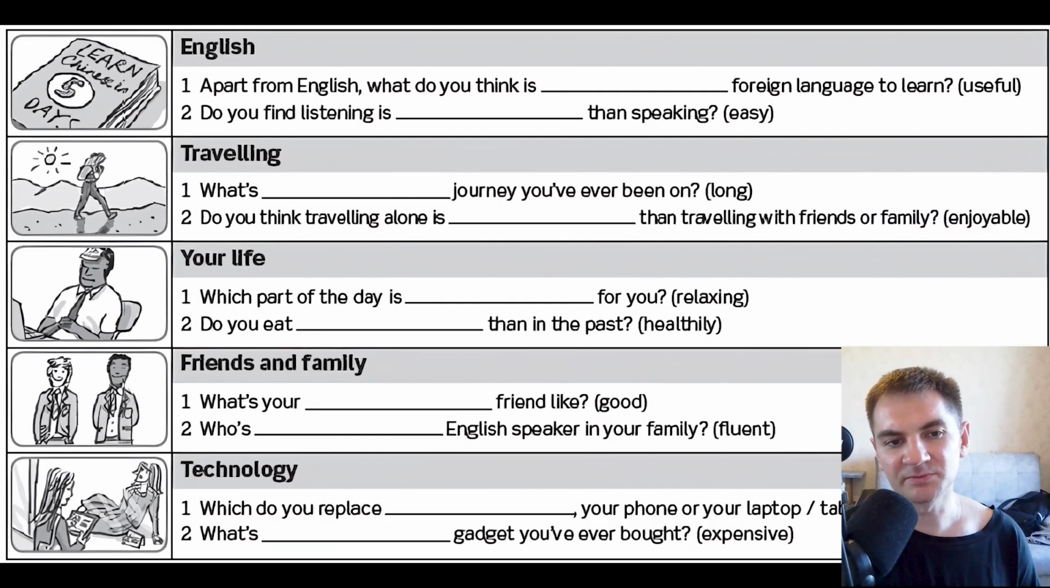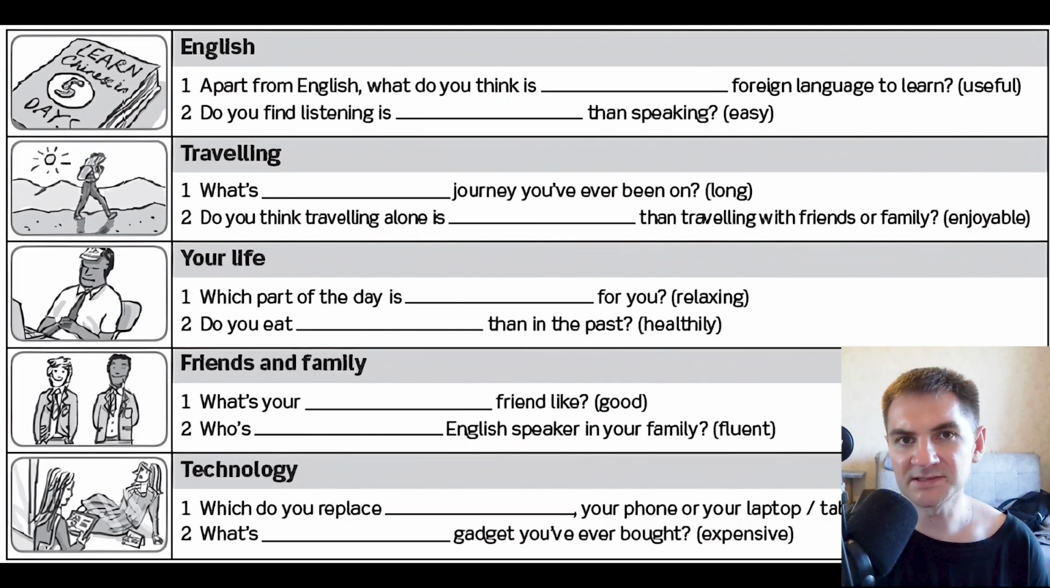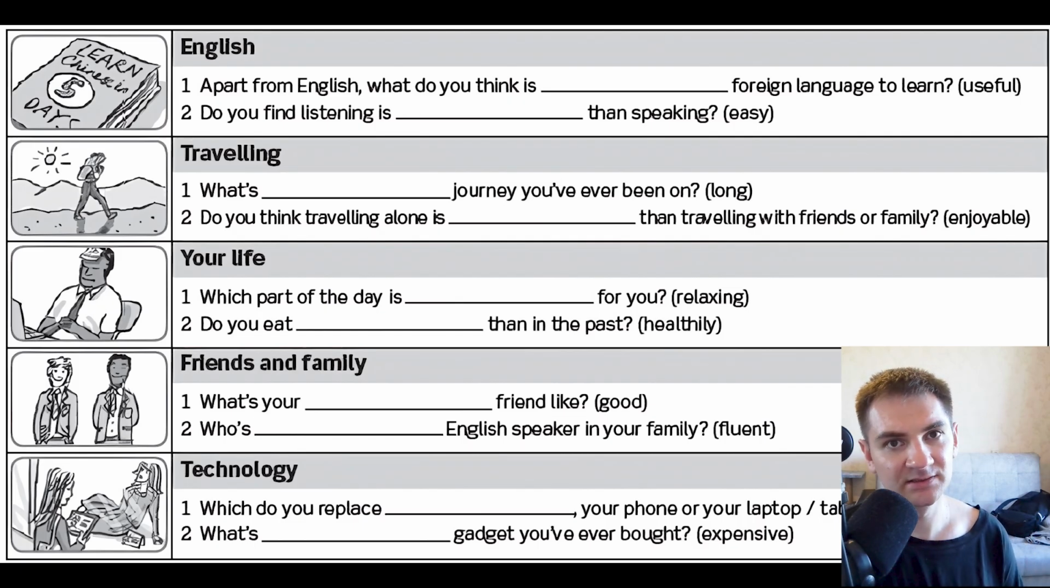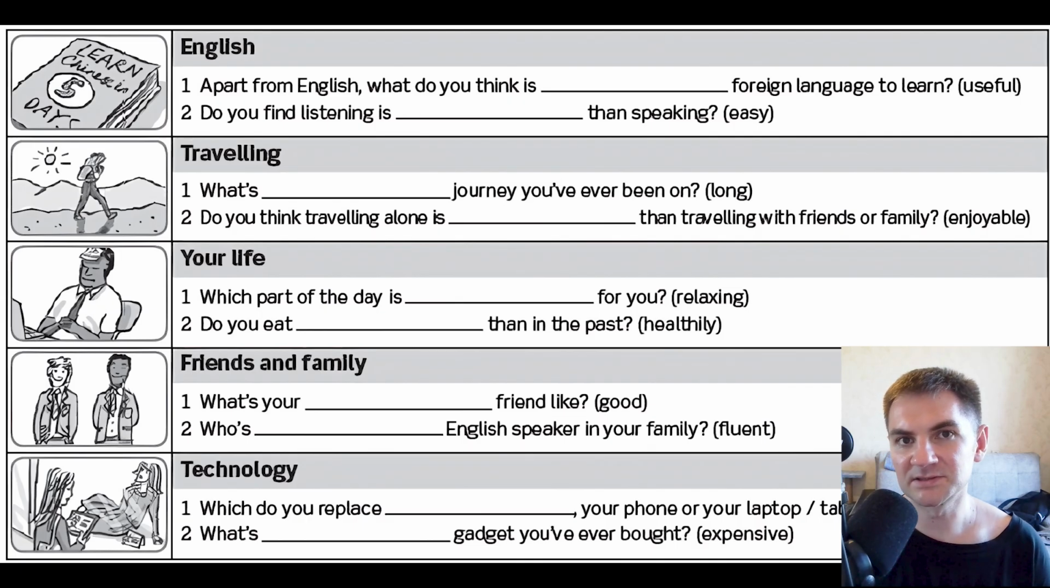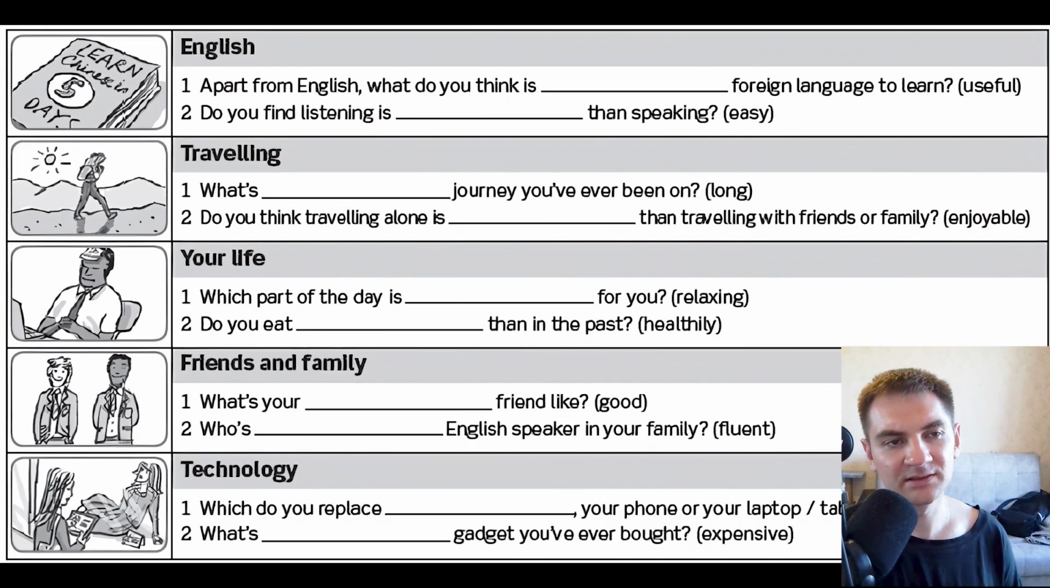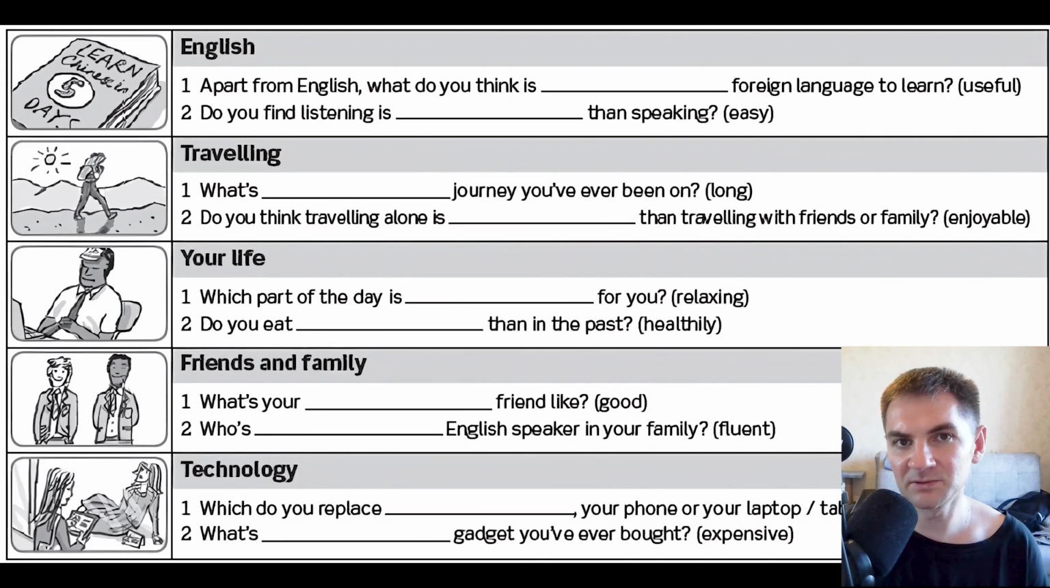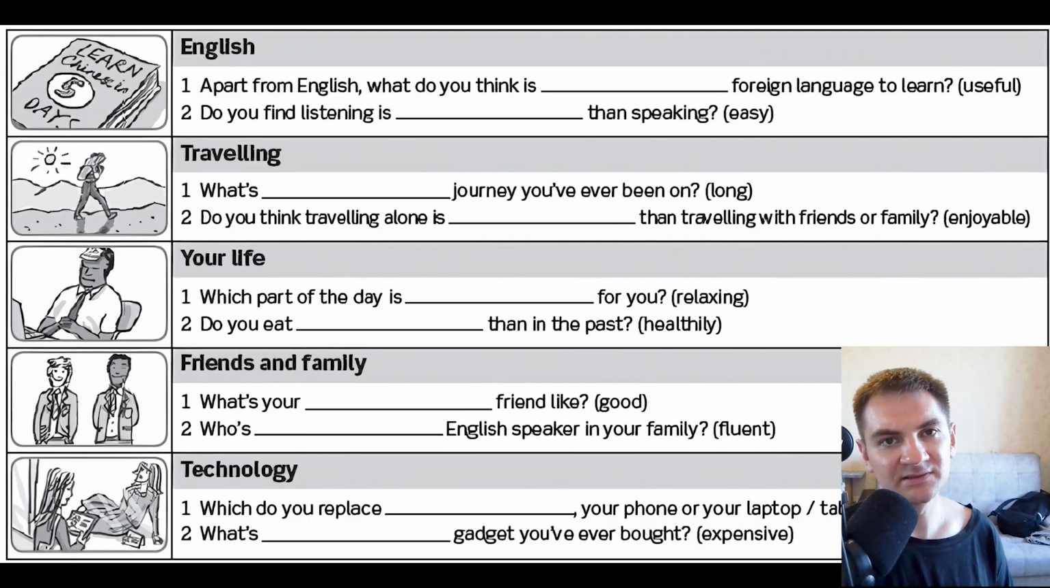Number 1. Apart from English, what do you think is the most useful foreign language to learn? Let me say it like this. I think the most useful language to learn is a language that you like learning. Because otherwise, you just won't learn it. If you hate this language, how it sounds, how the texts look, and so on. So the most useful is a language that you like.